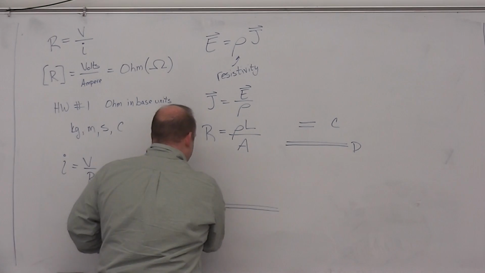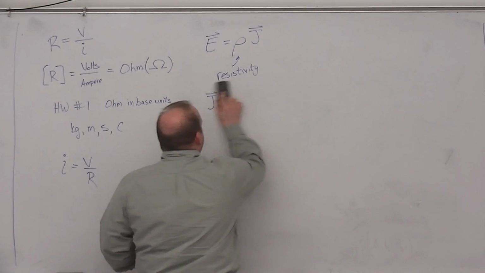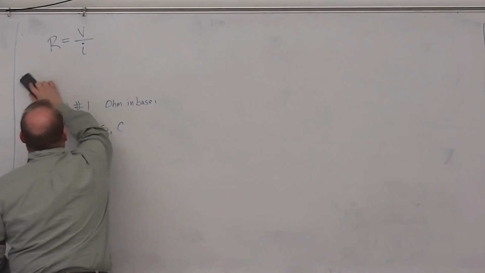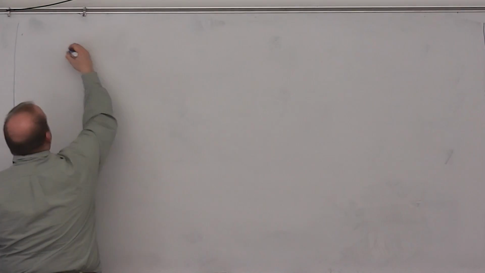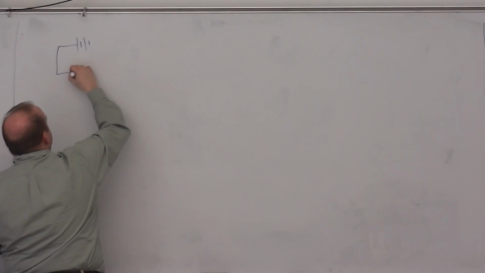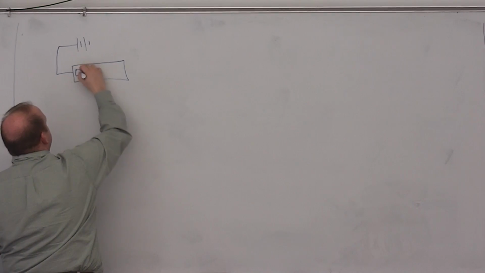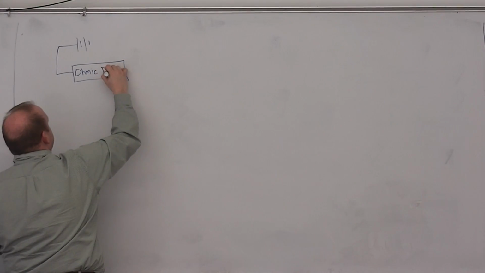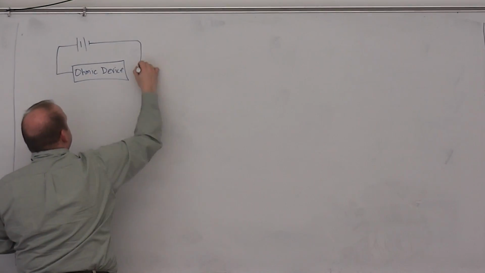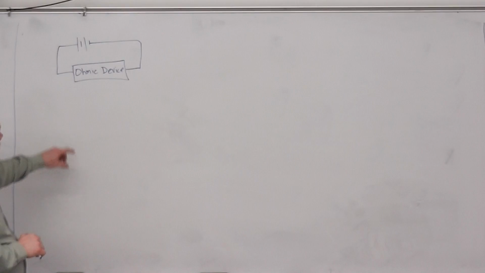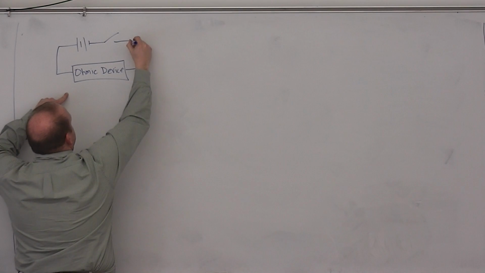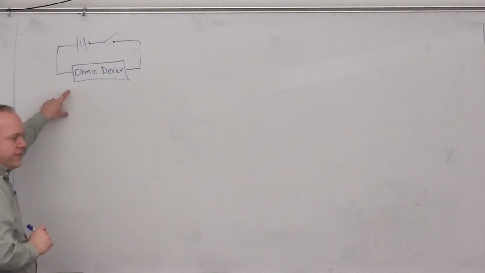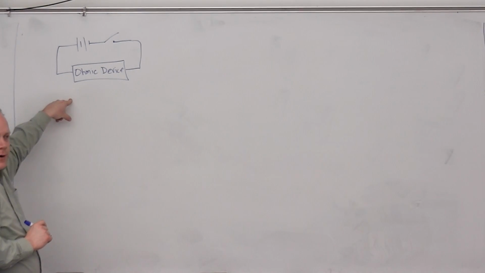The basic idea of Ohm's law says that for a particular device that we call ohmic, an ohmic device, if I connect it to a battery, some sort of battery here, and some sort of ohmic device, and I connect it to the battery here. When I turn this on, when I flip the switch, I'm going to get a current that flows through.